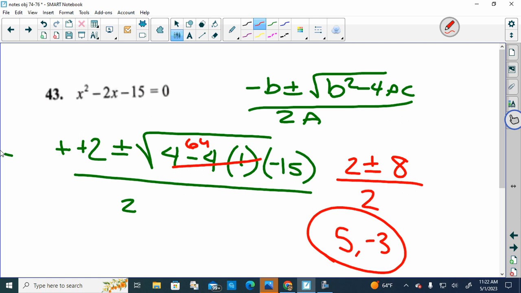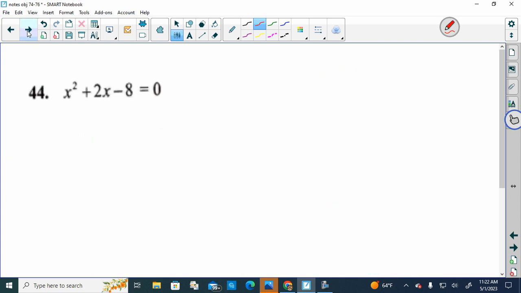Okay, let me see if you got this. So you're trying this one. And if you need to write out A is this, B is this, do that. If you can jump straight to the negative B and plugging it in.